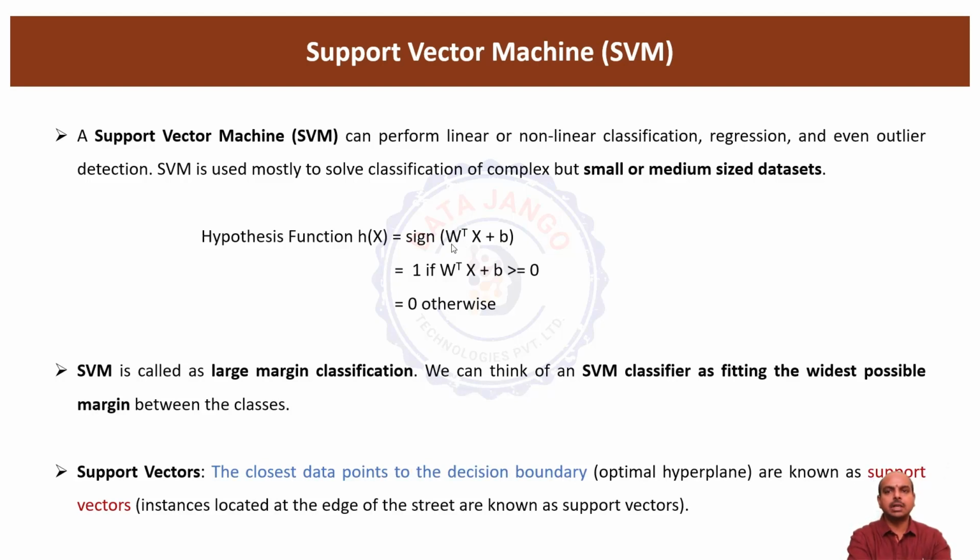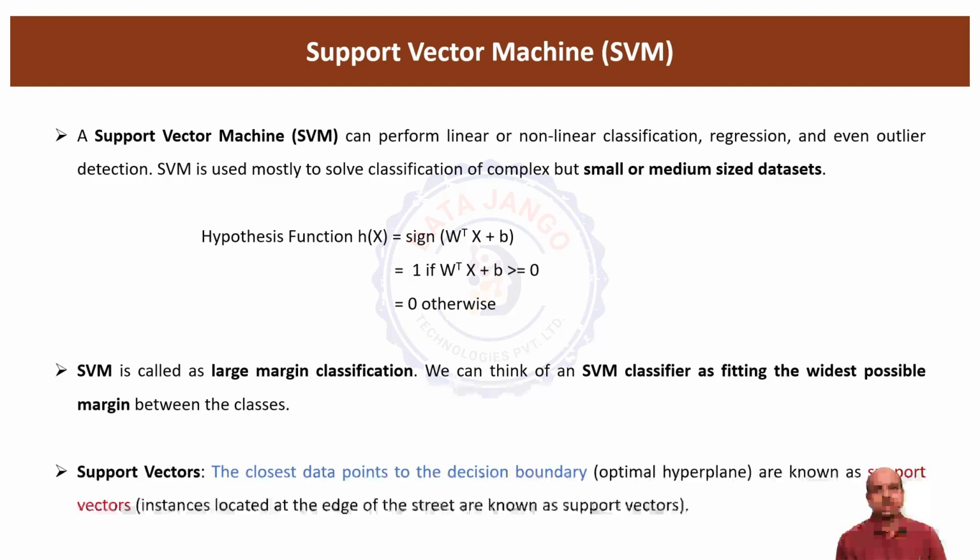But the algorithm works in a little different way. If the sign of W transpose x is positive, that means greater than or equal to 0, the record belongs to 1. If it is negative, the record belongs to 0. And the algorithm is going to find the W's in such a way that when you pass the train set, for the positive records, it always gives you a number greater than or equal to 0, and for the negative records, it always gives you a number less than 0. That's the pattern recognition the SVM algorithm is going to do.